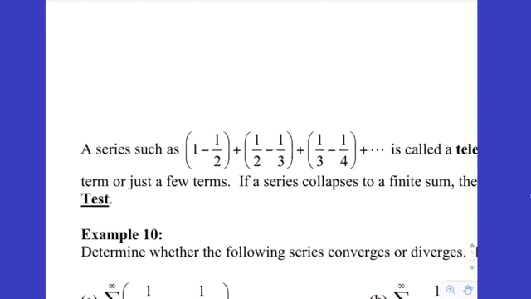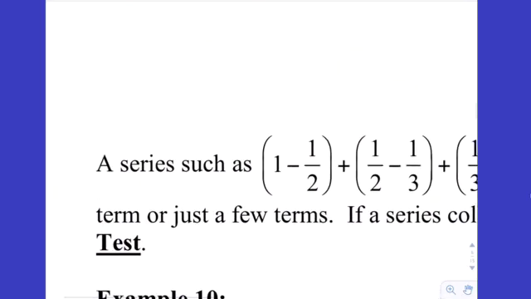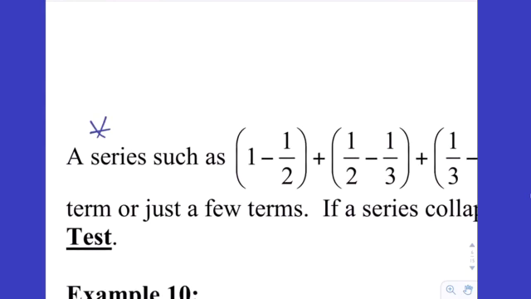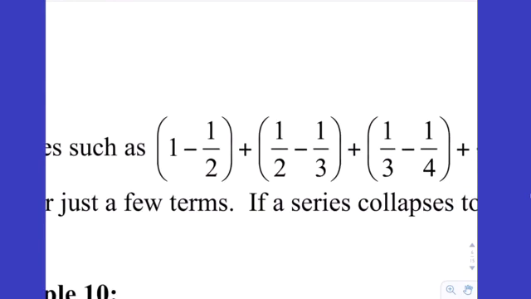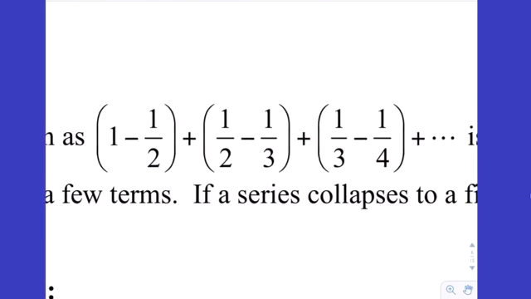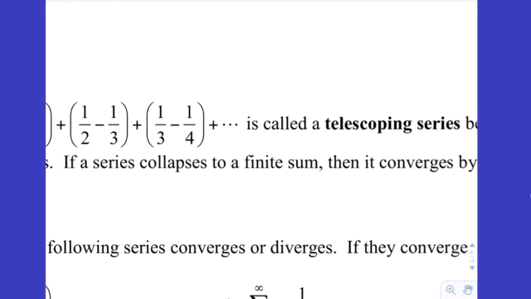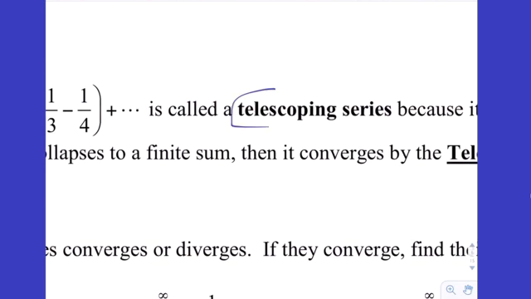The series such as this. Okay, so here's kind of a bonus little series. I kind of like it. This is not on the BC test, but it's a pretty cool series. 1 minus a half, plus a half minus a third, plus a third minus a fourth. We call this a telescoping series.